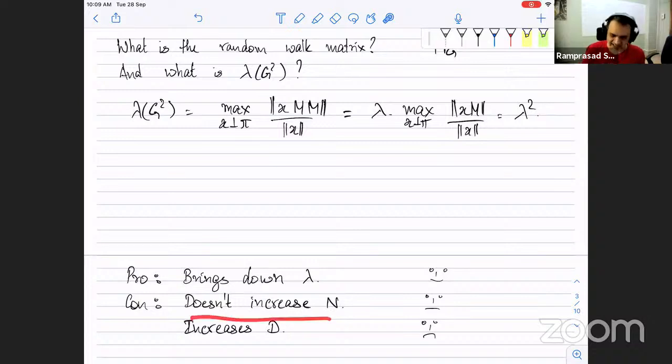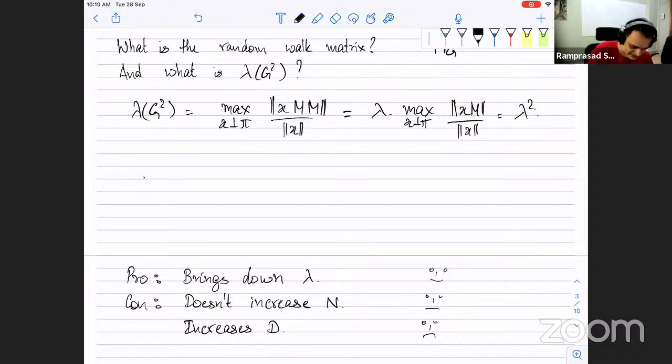It didn't really change the number of vertices. The number of vertices stays whatever it was to begin with. The graph is still on the same set of vertices. But a bad thing was that we brought lambda down at the cost of increasing d. We are trying to get lambda down and at the same time keep d what it was, or not increase it by too much. But right now this is increasing d. So that's what this operation does, the pros and cons of this operation.